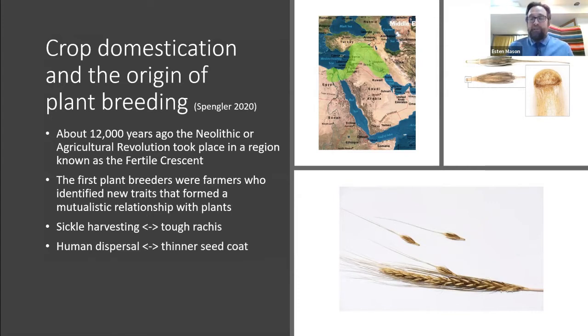Human dispersal of seed, as opposed to digestion by a ruminant animal or something like that, led to a thinner seed coat. And then our seed saving and sowing that back the next year led to a loss of dormancy. So that seed had to be responsive the next year when it was planted in the ground.